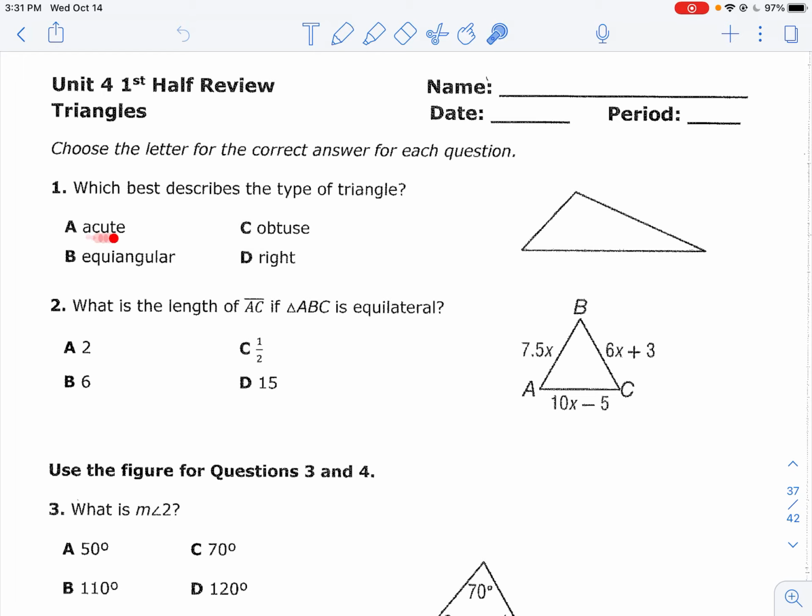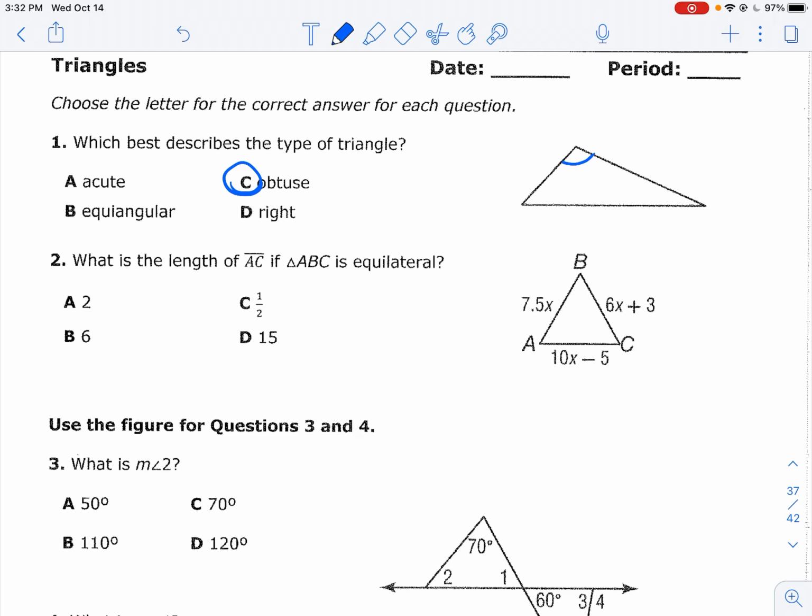So an acute triangle is going to have all acute angles. An equiangular triangle has all angles measuring the same. An obtuse triangle has one angle that's greater than 90. And a right triangle, of course, means you have a 90-degree angle. In this triangle, we can see that this angle at the top is going to be greater than 90. This is an obtuse triangle.